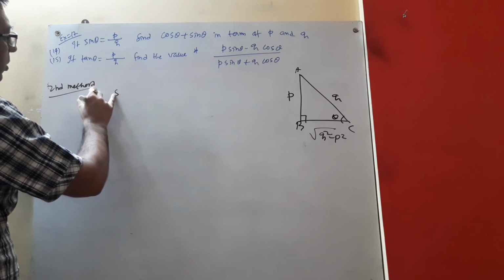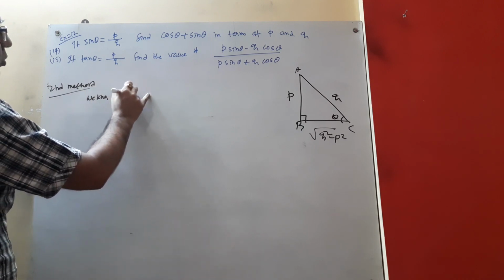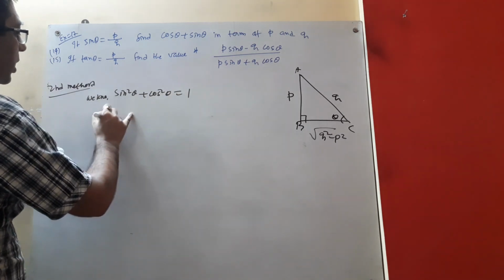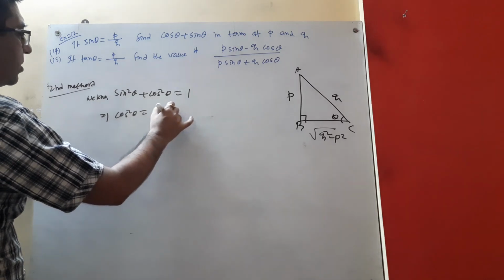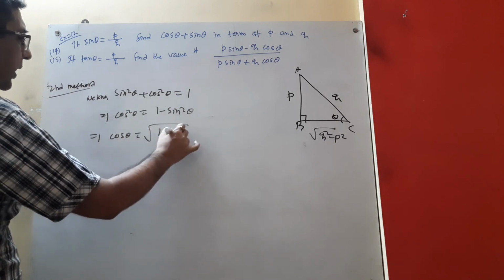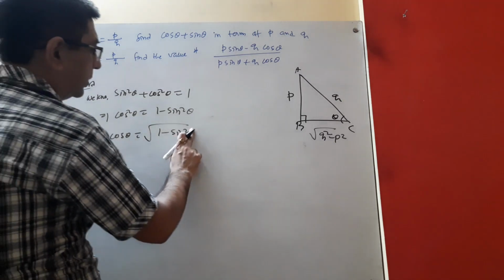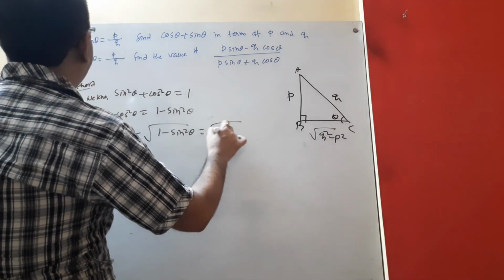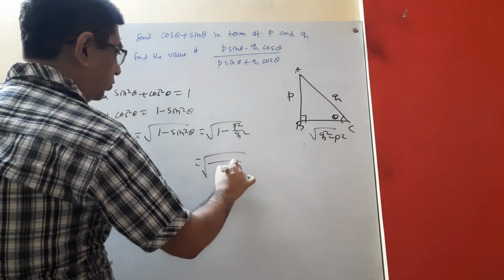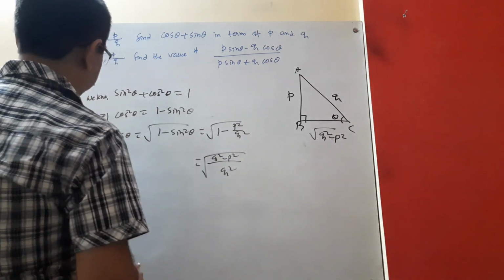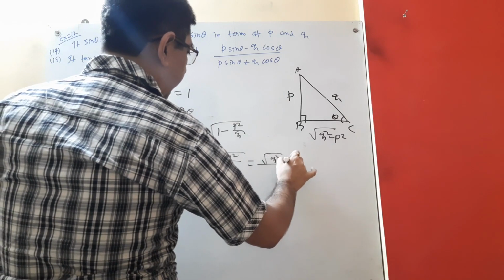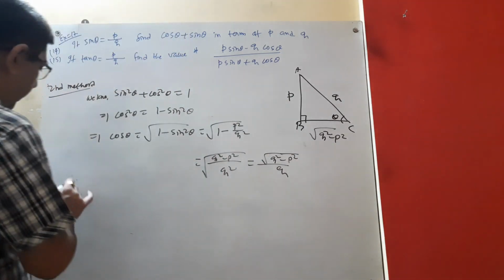Look, we know sin square, we are using the identity here. Sin square theta plus cos square theta equal to 1. So cos square theta equal to 1 minus sin square theta. That means cos theta equal to root under 1 minus sin square theta. Okay, 1 minus P square by Q square. That means root under Q square minus P square. So look, cos theta I have got. That means root under Q square minus P square by Q.